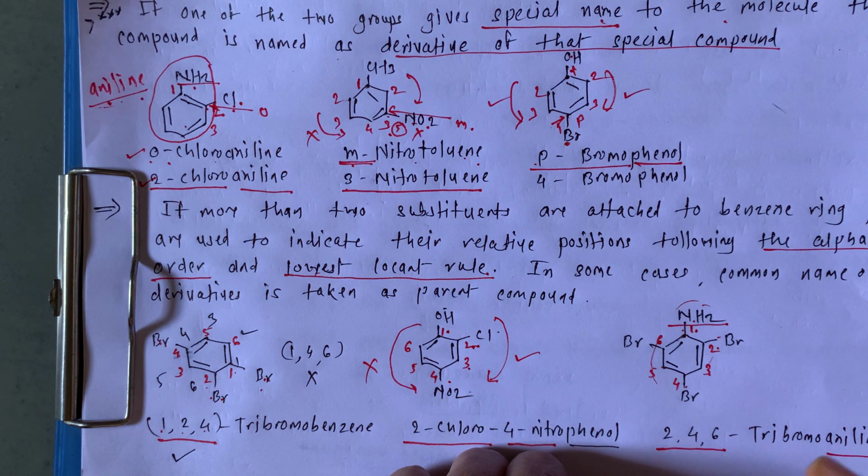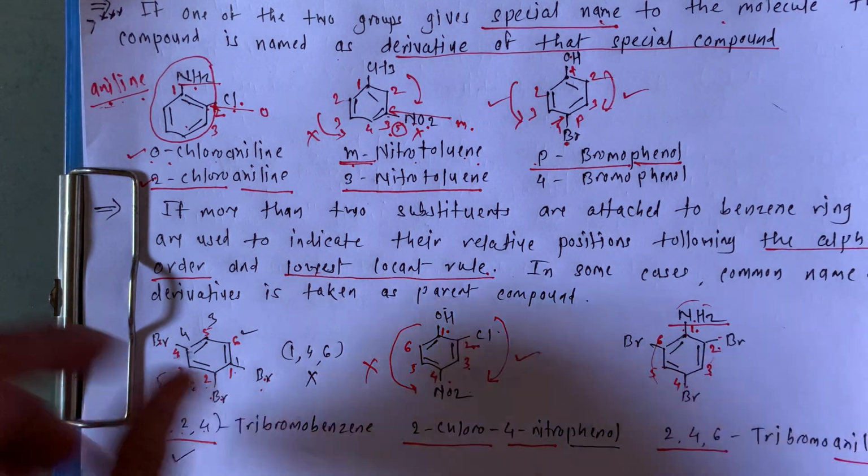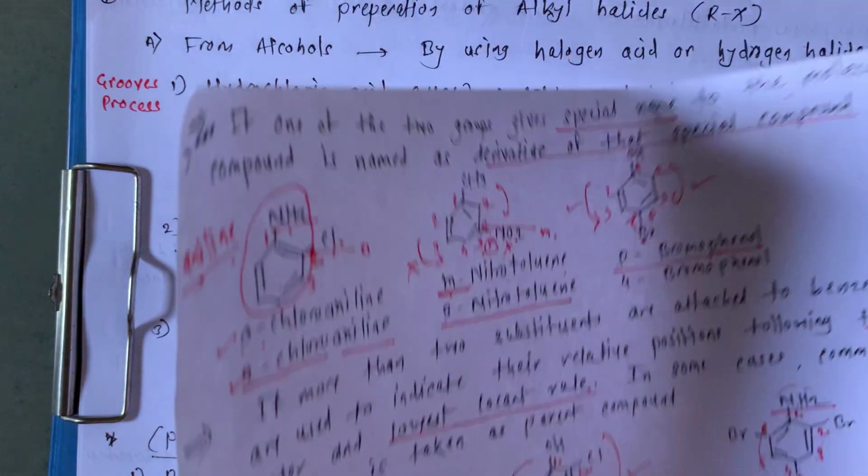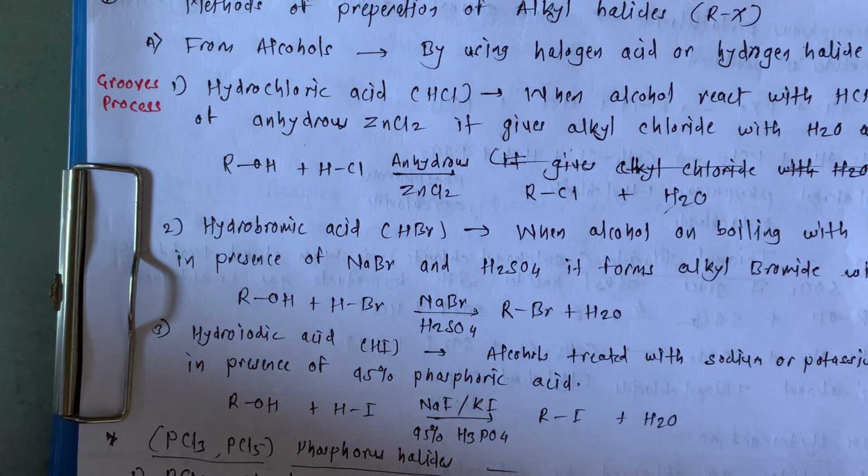And this is all for our nomenclature system, and I took it in detail. That's why you are going to follow all the rules in the next chapters also. Okay, so this is our halogen derivatives nomenclature system. Next we are going to start with the methods of preparation of alkyl halides in the next video.